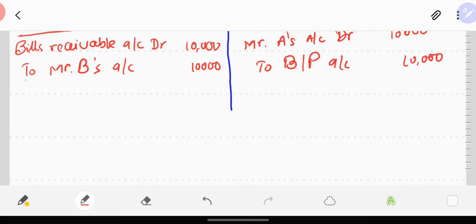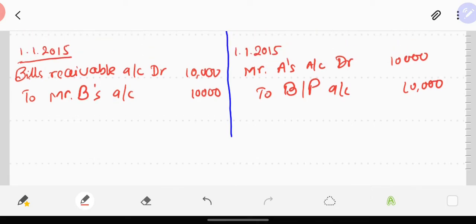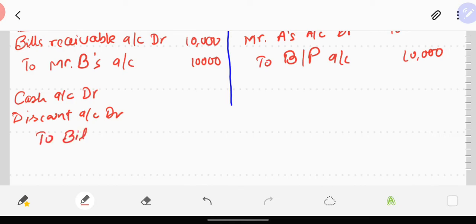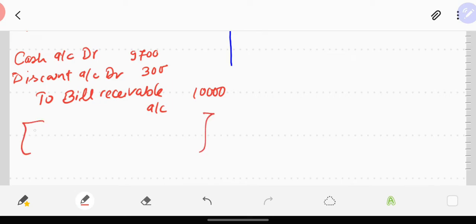Okay, now on the same date, A will go to the bank to discount the bill. So A will get the money, right? Okay, so it will be cash account debit, discount account debit, to bills receivable account, because he will lose his bills receivable as it will be taken by the bank. The bills receivable was 10,000 rupees. Now the bank will not give you the whole amount. The bank will charge the discount. The discount would be 300 and it is 9,700. So how is 300 calculated? Let me do this part here. 10,000 was the amount of the bill.